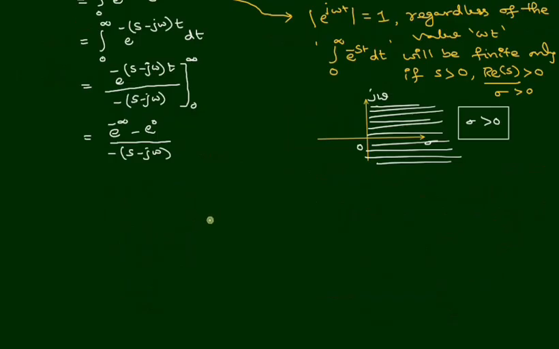Finally, we can write the Laplace transform and its ROC for the exponential function e power j omega t u of t. The Laplace transform for this is 1 by s minus j omega, and the ROC is real part of s greater than 0.